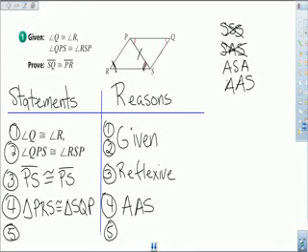What I really need to know is that angle 3 is congruent to angle 4. Well, since these triangles are congruent, I can say angle 3 is congruent to angle 4 because congruent parts of congruent triangles are congruent. And that's it, guys. Okay, so let's try one more problem.